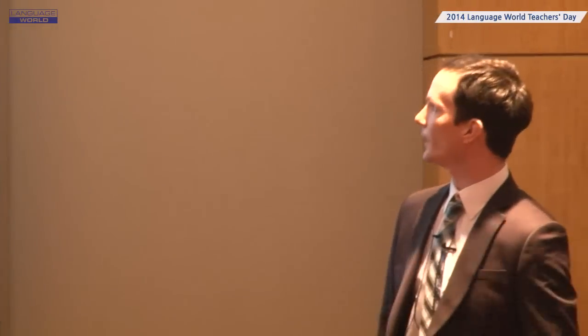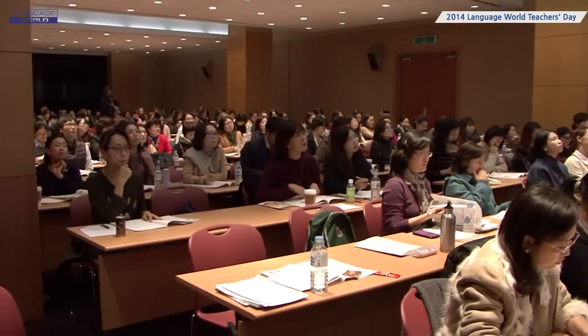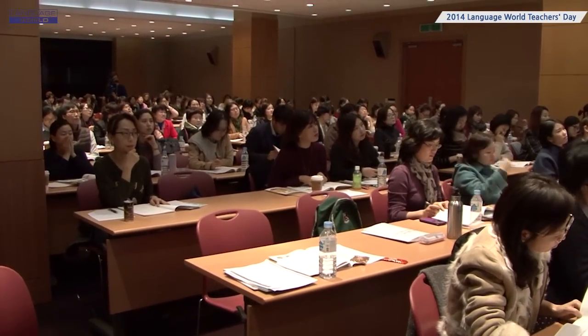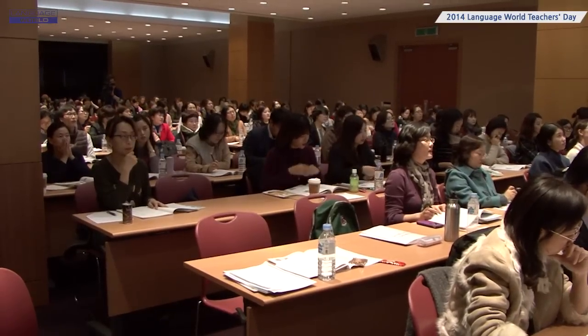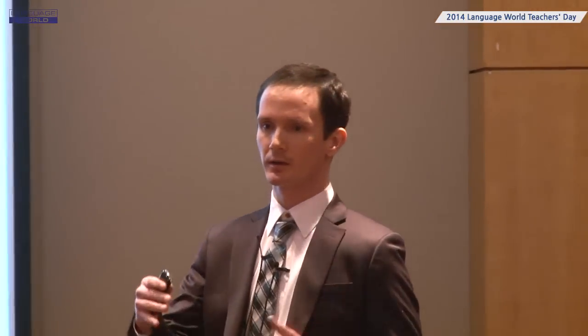By way of an agenda, I want to talk a little bit about some of these terms: grammar as product, process, and skill, what all this means. I'll talk about explicit instruction and implicit instruction and what that looks like. Then we'll talk about what I think is the most helpful way to teach grammar to younger learners, and probably most learners, I would argue. And we'll finish with a discussion of error correction and feedback within what I'm proposing as a useful way to teach grammar.